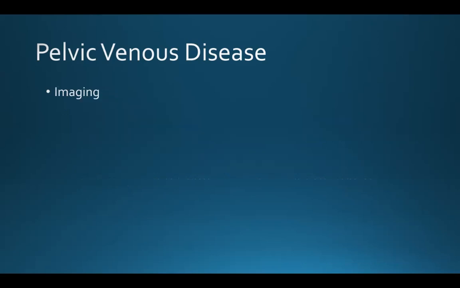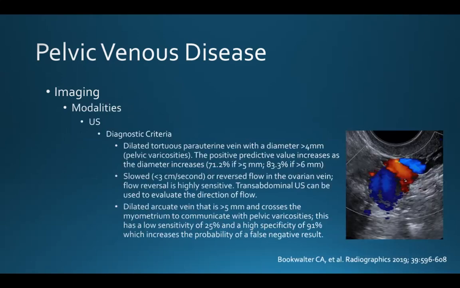After the patient has been thoroughly clinically evaluated, the next step is usually some type of imaging exam. And ultrasound is usually the initial modality that's used to evaluate a patient with chronic pelvic pain. There are several diagnostic criteria used with ultrasound. The first is a dilated, tortuous parauterine vein with a diameter greater than 4 millimeters. The positive predictive value of this finding increases as the diameter of the vein increases.